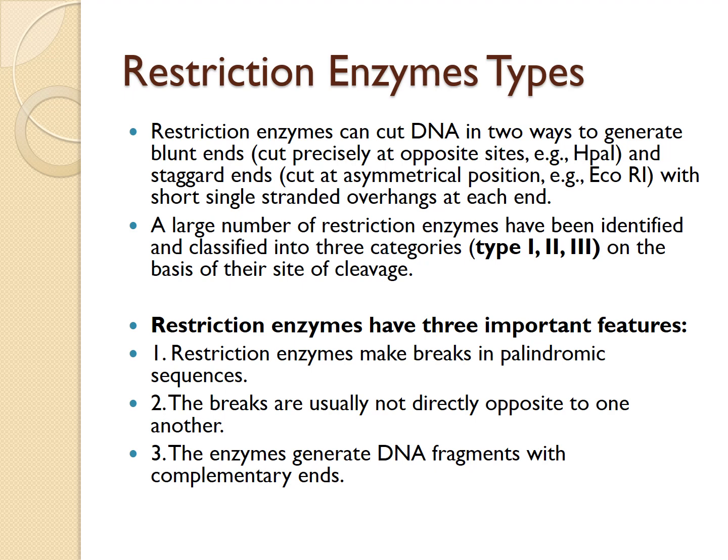Different enzymes are used for the cutting of DNA to generate blunt ends or sticky ends, with a short single strand overhanging at each end. The restriction enzyme has three important features. It makes breaks in the polynucleotide sequences. The breaks are usually not directly opposite to one another. The enzymes generate DNA fragments with complementary ends.